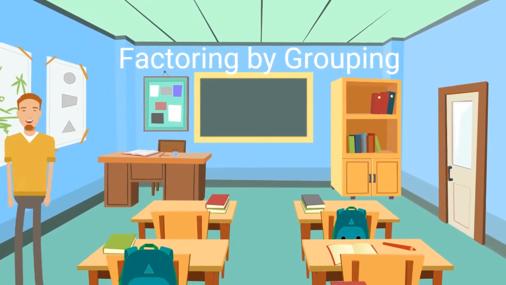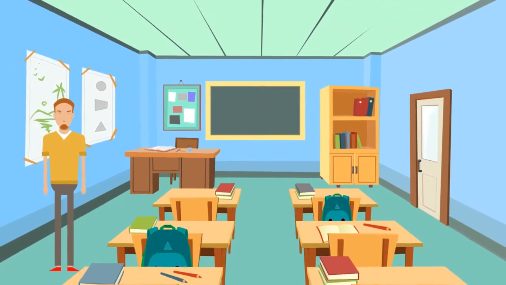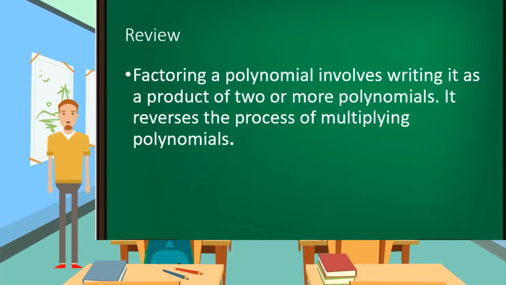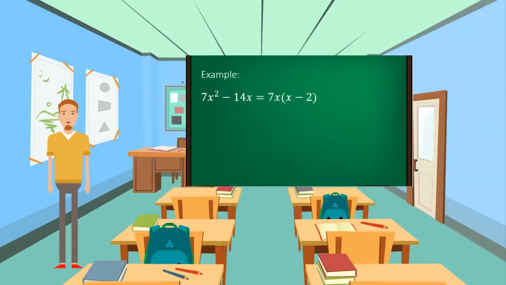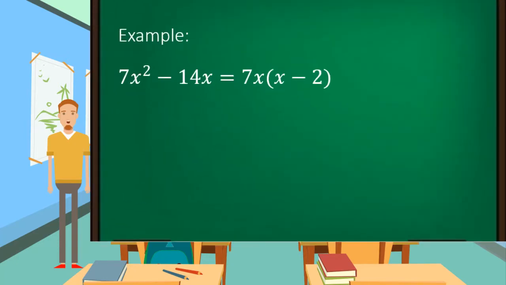What you should be familiar with before this lesson. Factoring a polynomial involves writing it as a product of two or more polynomials. It reverses the process of multiplying polynomials. You should be especially familiar with taking common factors using the distributive property. For example, 7x squared minus 14x equals 7x times x minus 2.